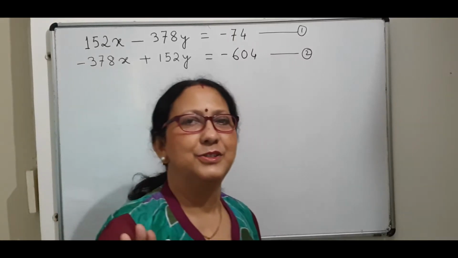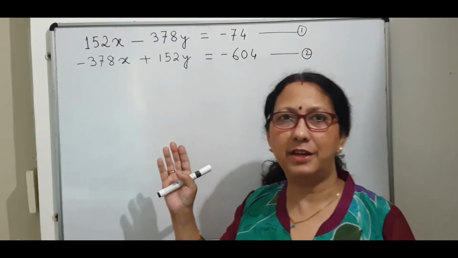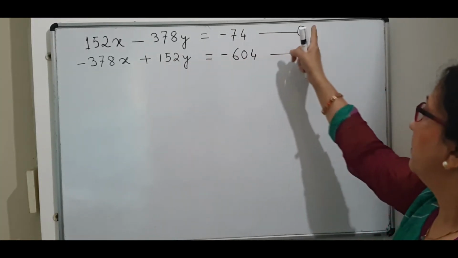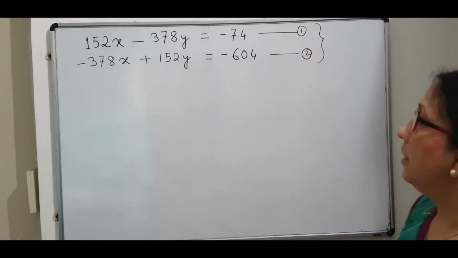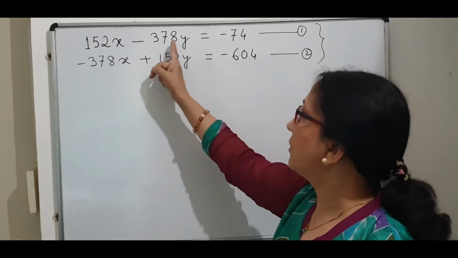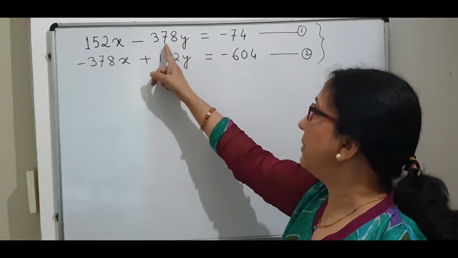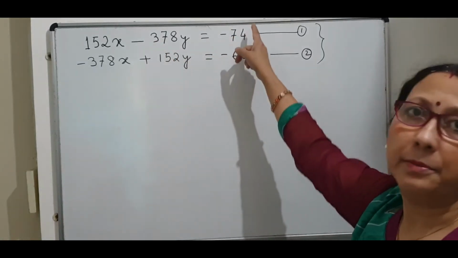Hello. So today I will be solving a special type of pair of linear equations in two variables. You see, this is the pair of linear equations in two variables. Now you see the coefficients are quite big. Here it is 152 and here it is minus 378, and the constants are also very big numbers.